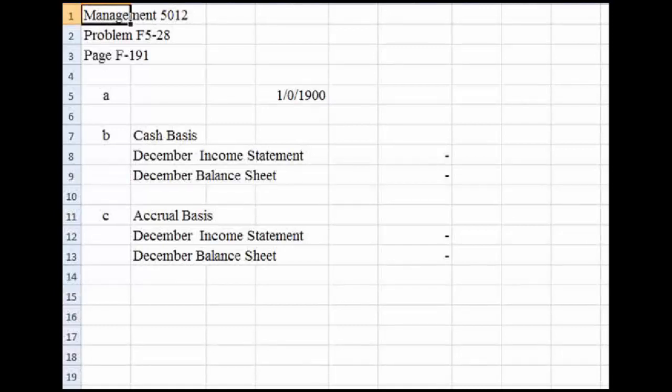This next problem is problem 5-28 on page F191. As you can see in the introductory paragraph, the company purchased $100,000 of inventory on December 15th on a 30-day account. It sold the merchandise for $35,000 in December and the remainder in January. The first requirement asks what date the company should pay for the merchandise.